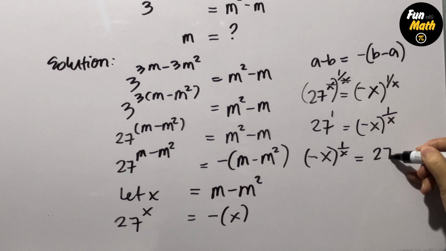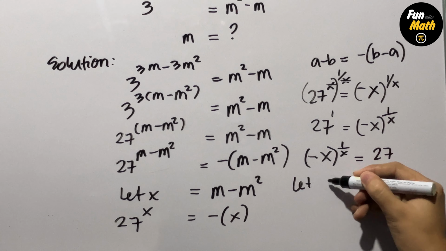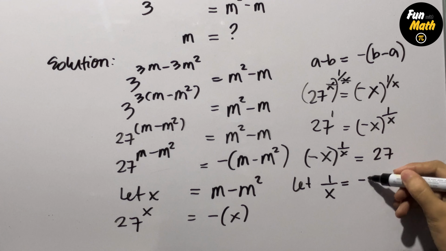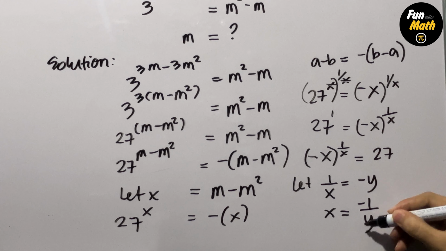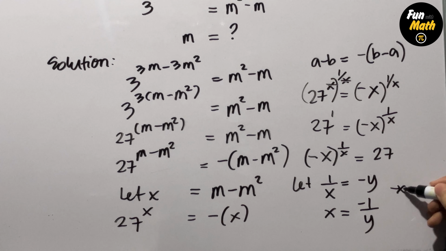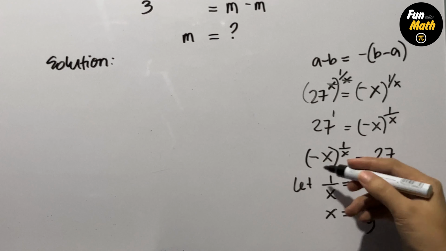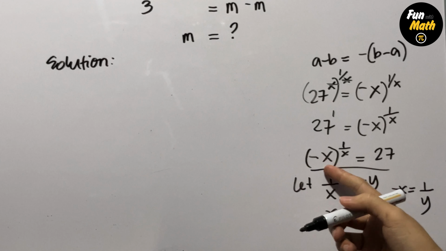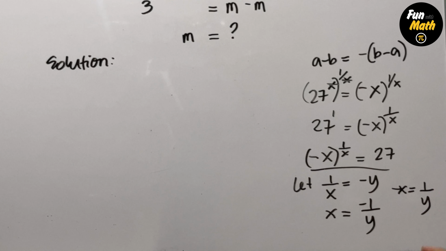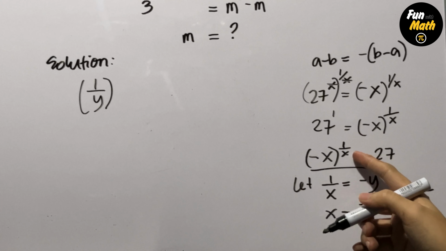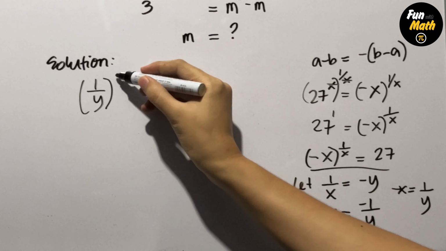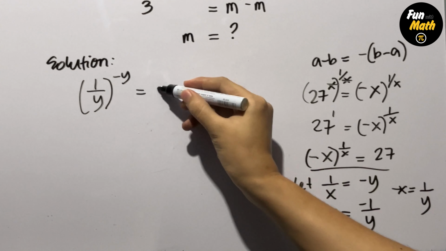Next, we can let 1 over x be equal to negative y. And thus, x is equal to negative 1 over y. And negative x is equal to 1 over y. So that is now 1 over y to the power of 1 over x, that is equivalent to negative y. So this is negative y equals 27.